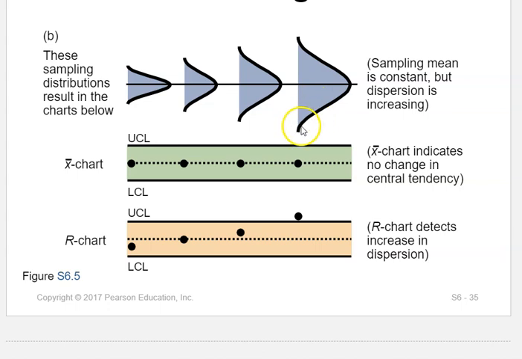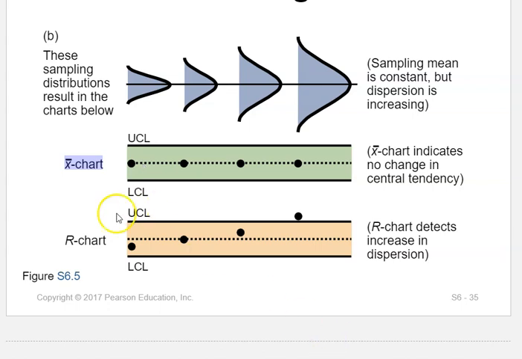This system is also going out of control. This system is out of control, but the Xbar chart shows that the system is perfectly in control. All these points are in almost the same place, right? If you only look at the Xbar chart, it will tell you that the system is in control.